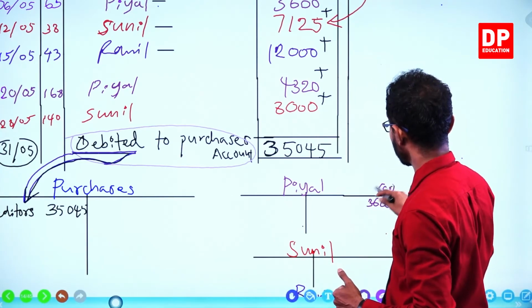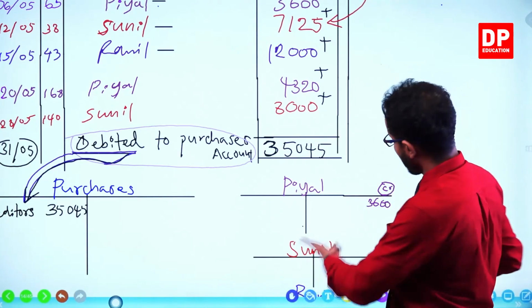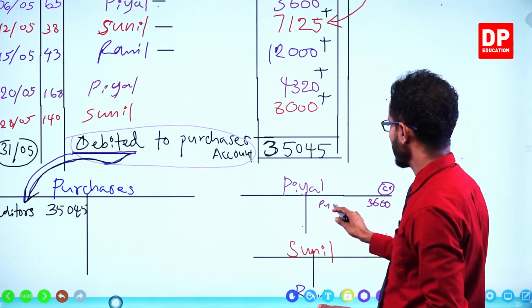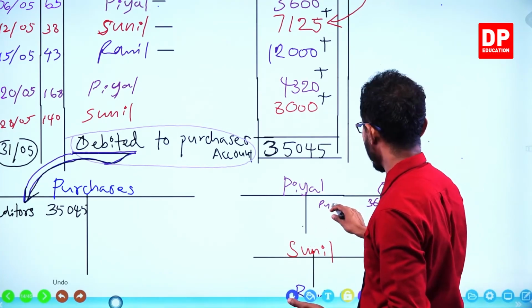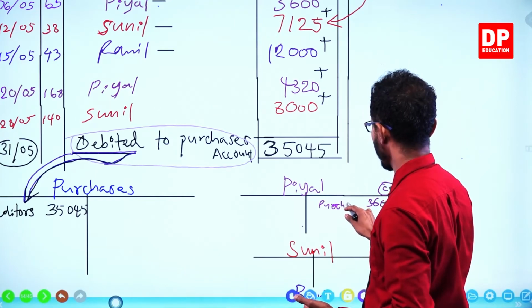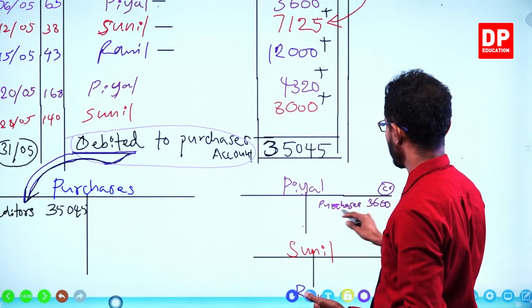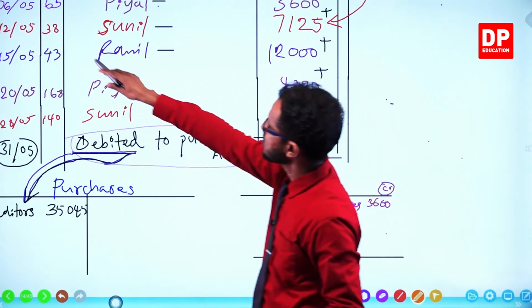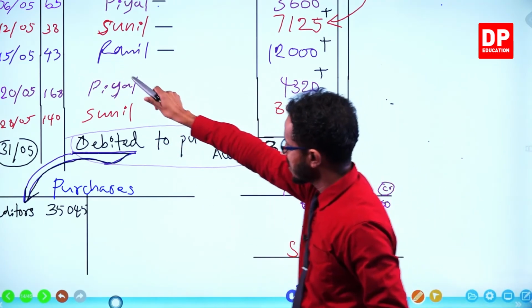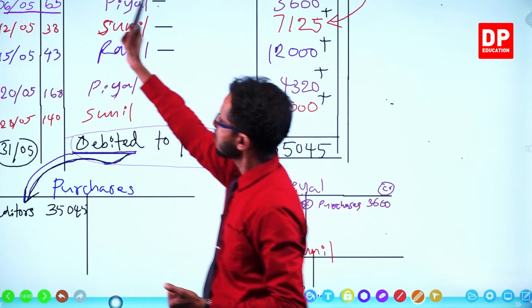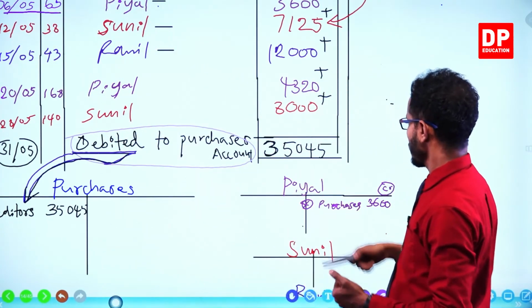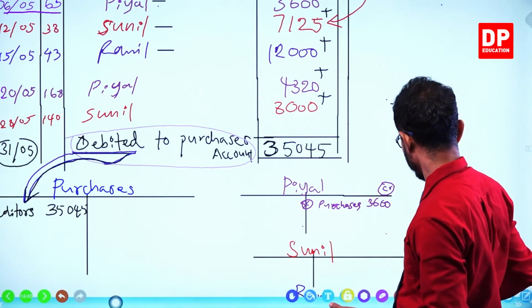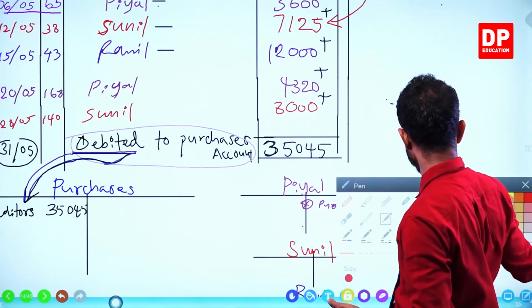What is the description that we are going to write? Purchases. Date, don't forget the date. The date should be the 6th, this date. Purchases 3,600, Pial credit.